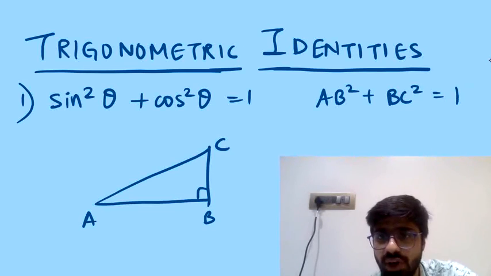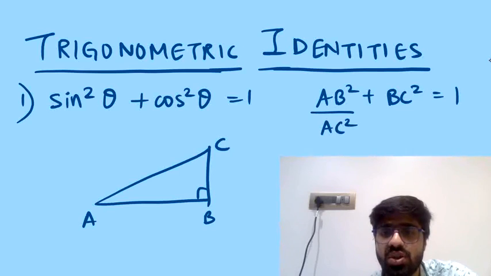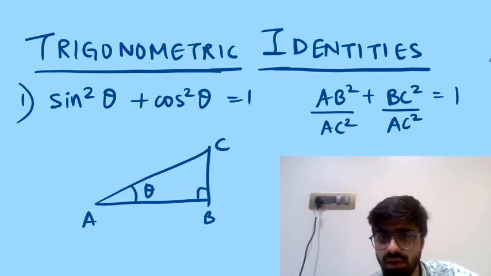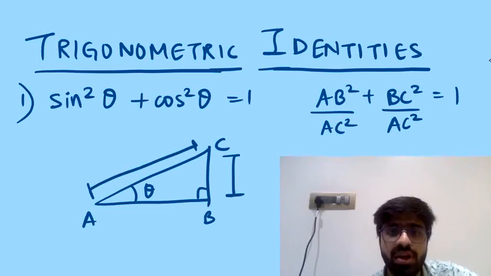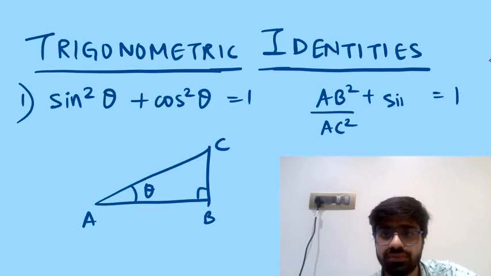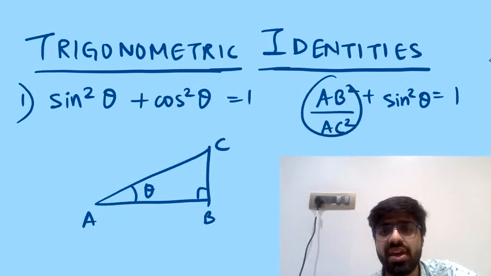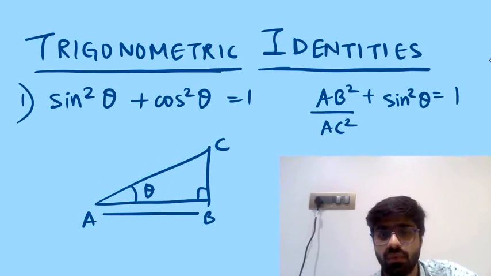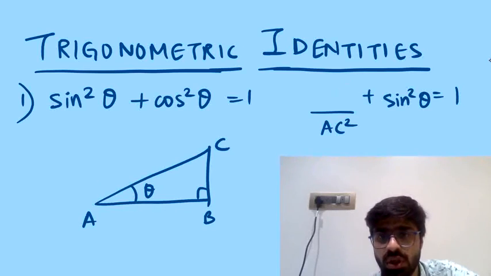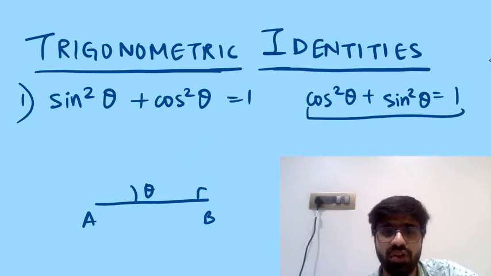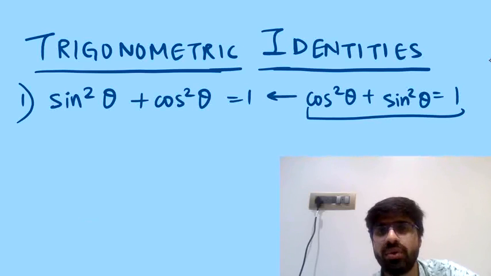So on the right hand side you will have 1. On the left hand side it will be AB square upon AC square plus BC square upon AC square. Now consider this angle as theta. If this angle is theta, then in the triangle ABC that you see here, BC upon AC will be equal to sin theta. So here's BC upon AC and we can write it as sin square theta. And similarly AB upon AC, that is this upon this, is going to be cos theta, because that represents adjacent upon hypotenuse. So we are writing the first term as cos square theta, and that's how a simple modification of the Pythagoras theorem gave you the first trigonometric identity.